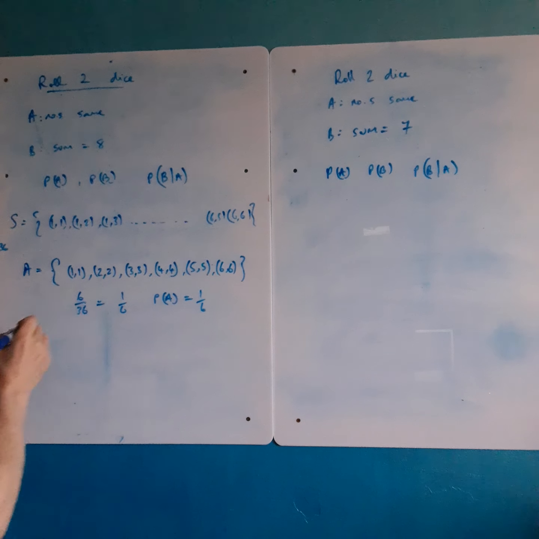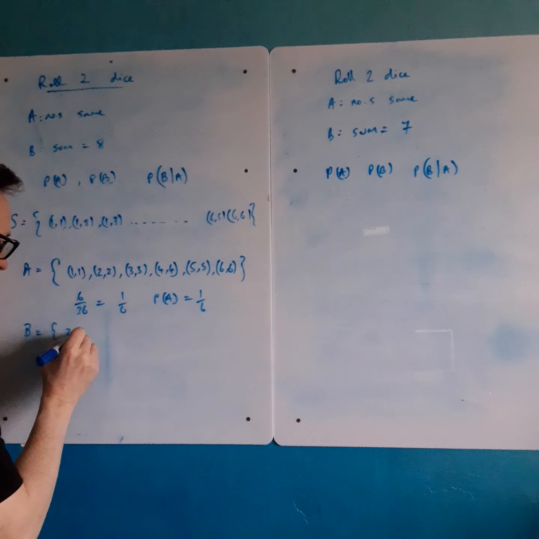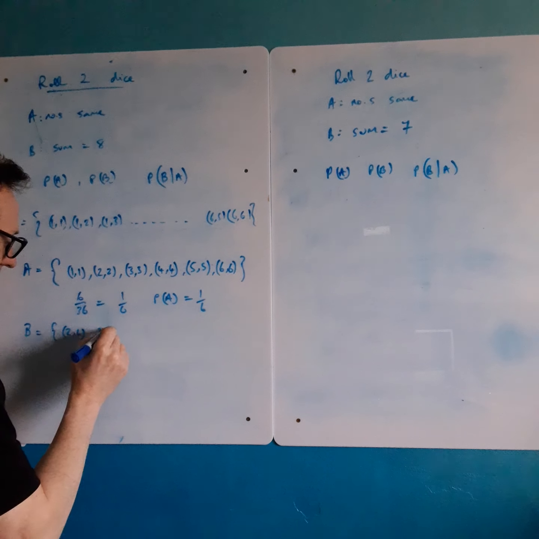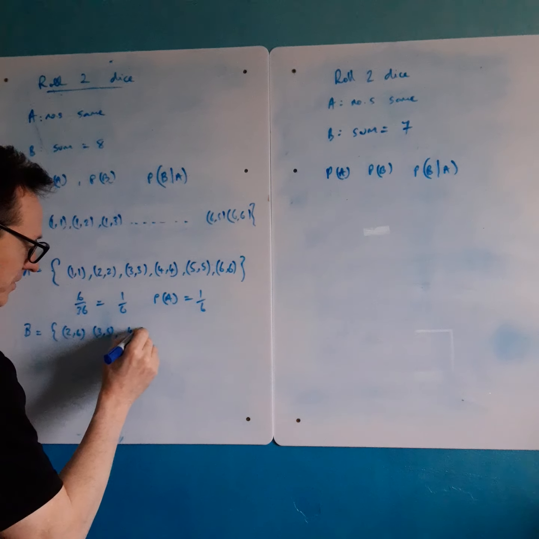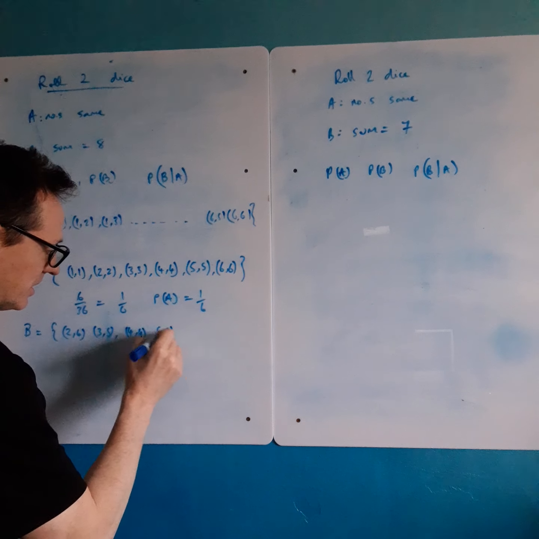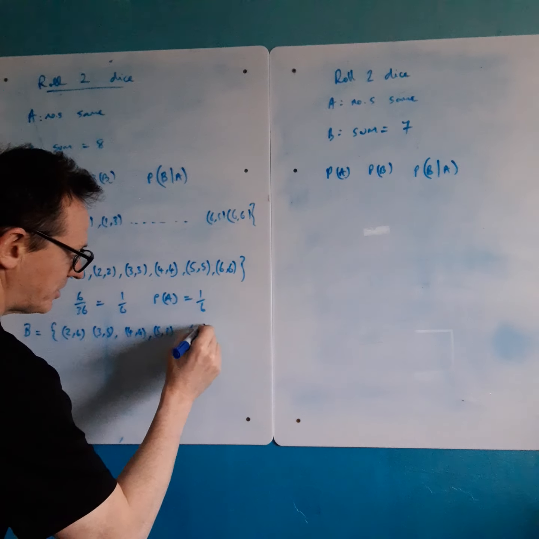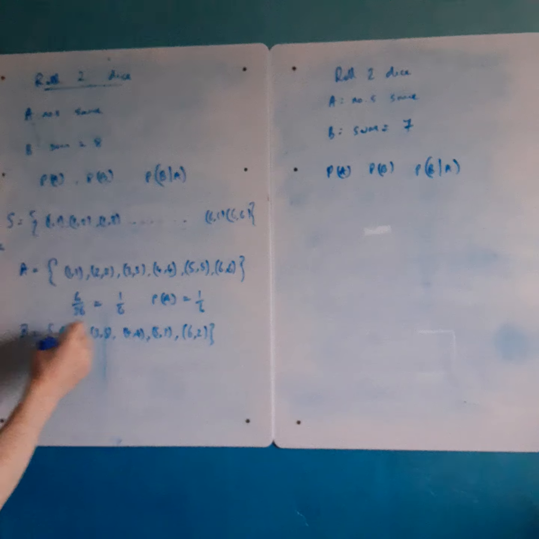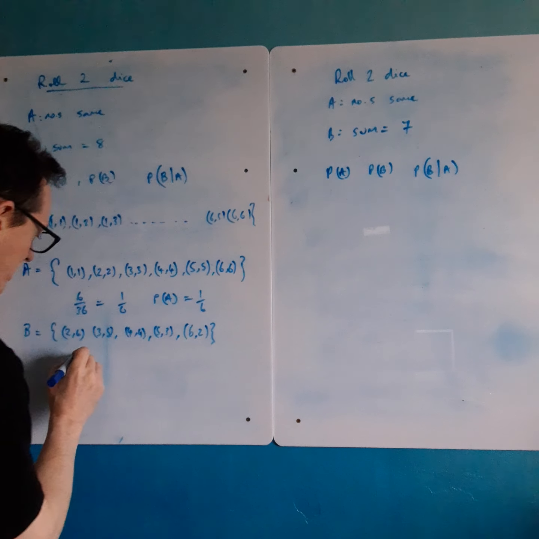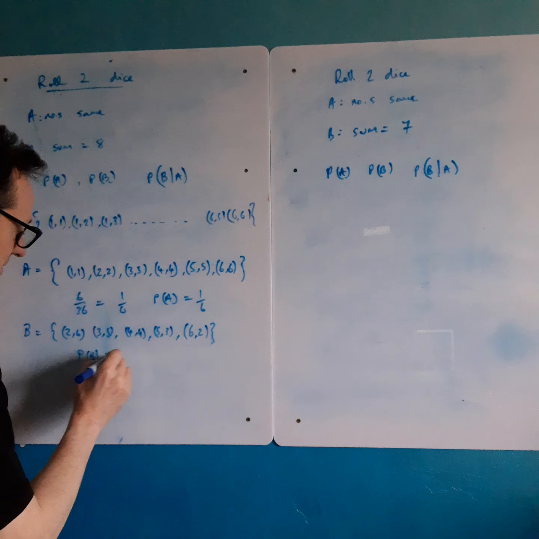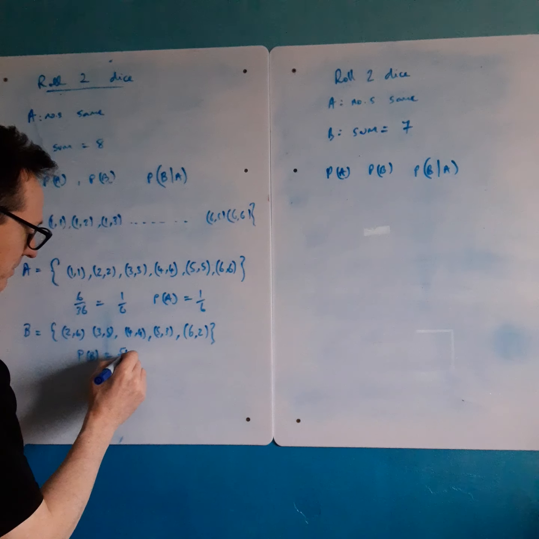Okay, the probability of B is the sum is equal to 8. Well, you can't get an 8 with a 1. You can get an 8 with a 2. So 2 and 6, or else 3 and 5, or else double 4s, or else 5 and 3, or else 6 and 2. Okay, so obviously there's 5 ways that can occur. So the probability of B is 5 out of 36.